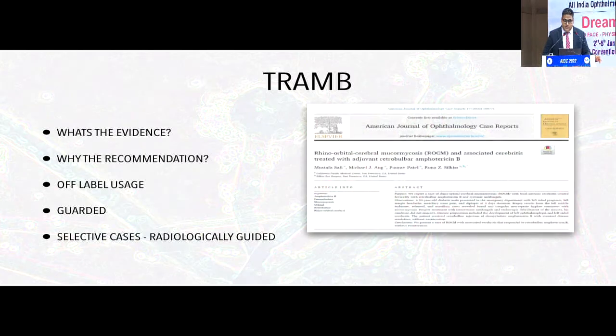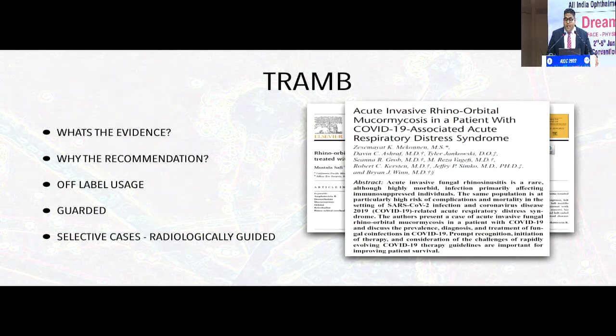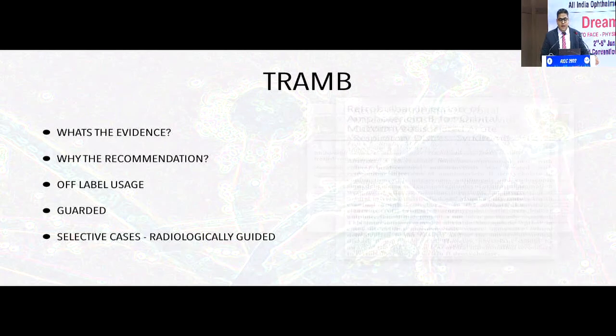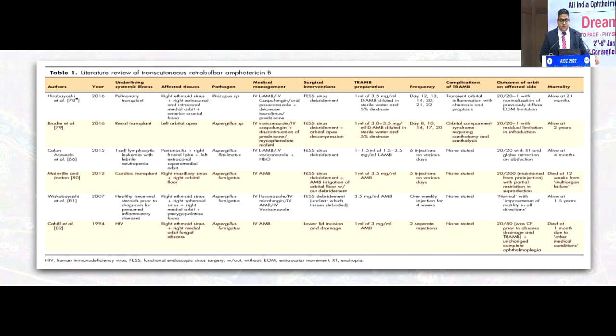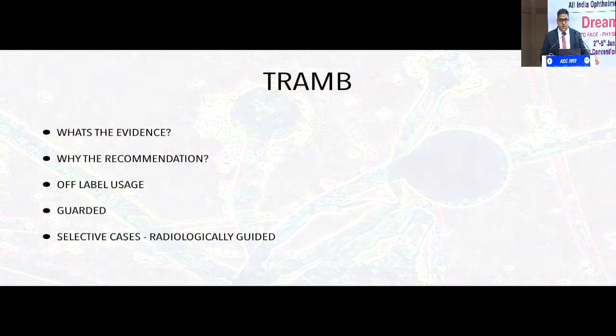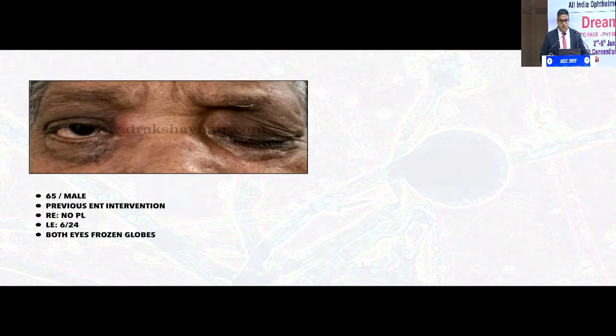So what is the evidence? It comes basically from case reports that initially started to treat mucormycosis. Finally, we had a case in early 2020 where COVID-related mucormycosis was treated with retrobulbar amphotericin B. And also there's a lot of evidence in aspergillosis where this was used, and using that evidence, we used it in mucormycosis.